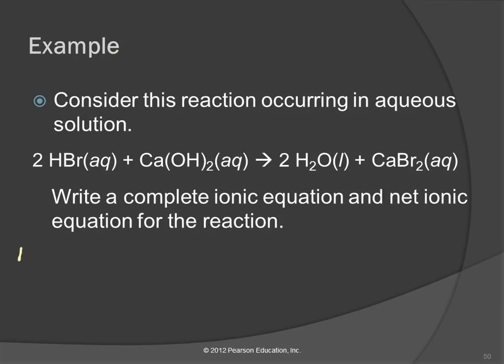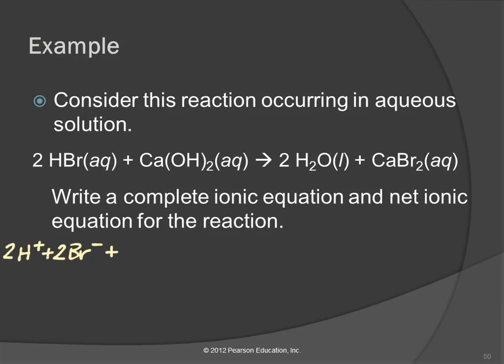So HBr contains hydrogen ions and bromide ions. The equation, though, tells us there are two HBr's. So how many H pluses are we going to have? 2. And how many Br minuses? 2. So 2 HBr separated into 2 H plus and 2 Br minus.